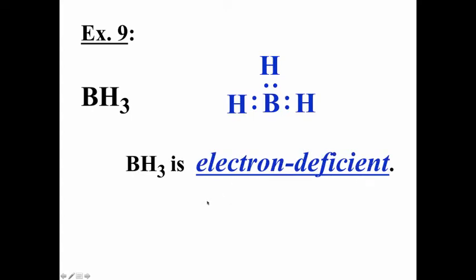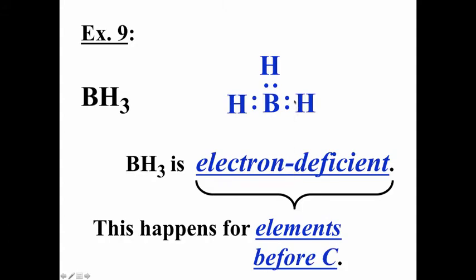And that's what happens. Boron doesn't have enough electrons around it to support 4 bonds typically, so boron often forms what are called electron deficient compounds. In this case, BH3 is electron deficient. We have less than an octet around the boron, and this happens when we have an element like boron that is before carbon in the periodic table.